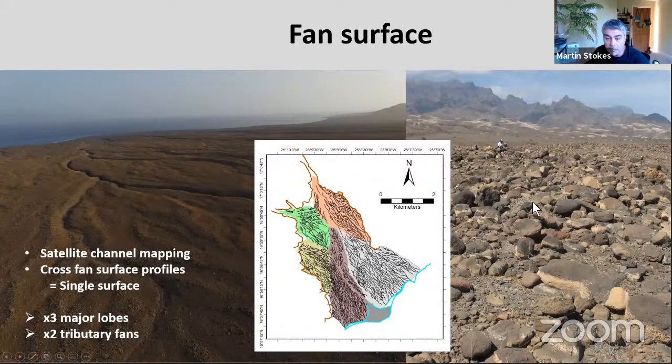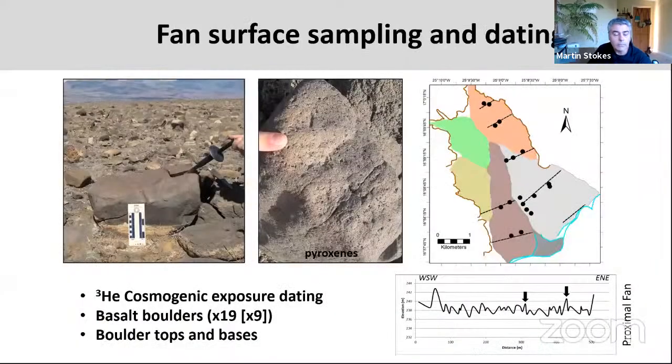Sedimentologically, this is what the fan surfaces look like in terms of their fluvial bar form. As you can see, very much dominated by boulder class sizes. From a geochronological perspective, this was work that we started off back in 2014. Because it's a volcanic island and all the clasts are basalt, we can use cosmogenic exposure dating. So we can date the formation and abandonment of these depositional lobes of our fan. We used helium-3, which is a stable cosmogenic isotope.